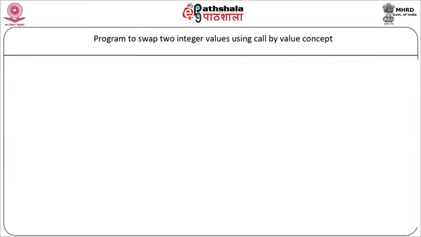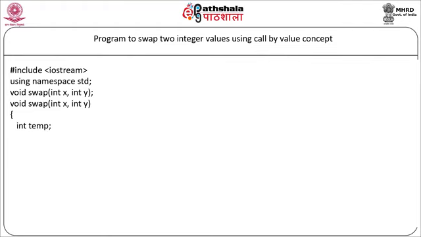Now let us write a program to swap two integer values using the call by value concept. We will start with our program, #include <iostream>, using namespace std. Now here we will define the function as void swap(int x, int y). We will have a function body as int temp; temp = x; x = y; and y = temp; return. This is the code which will swap the values of variables x and y. The x value will be given to y and the y value will be given to x.